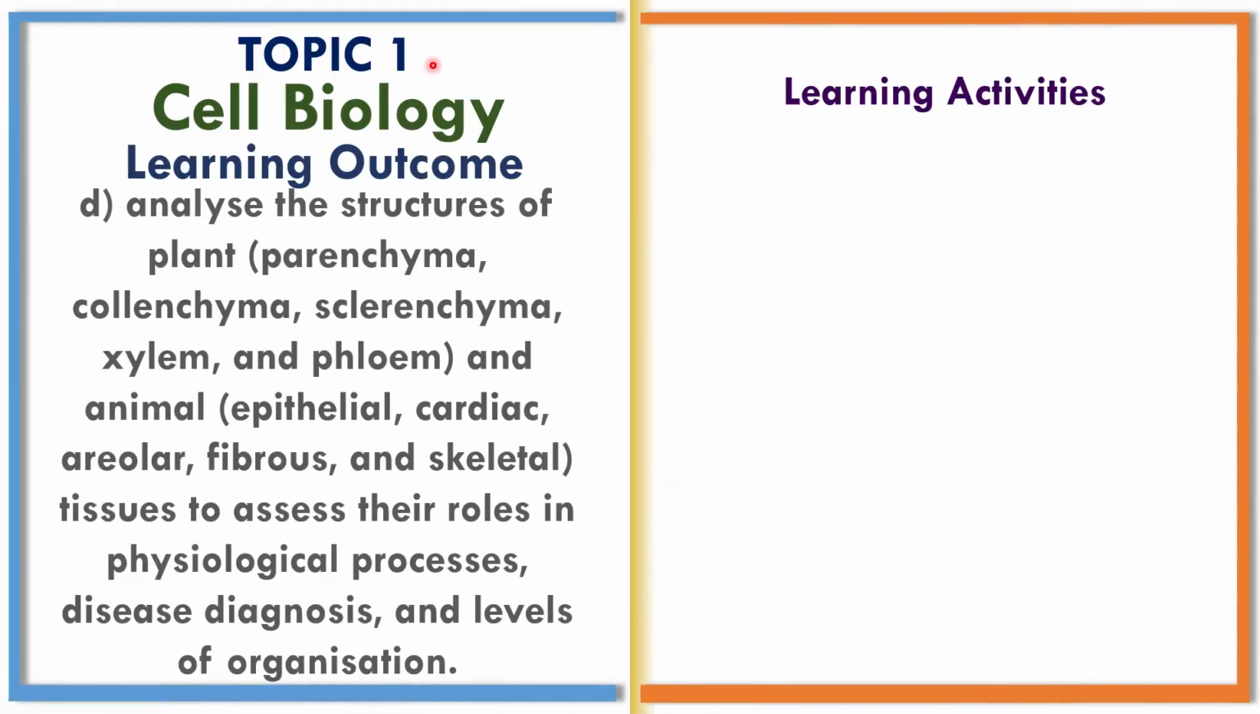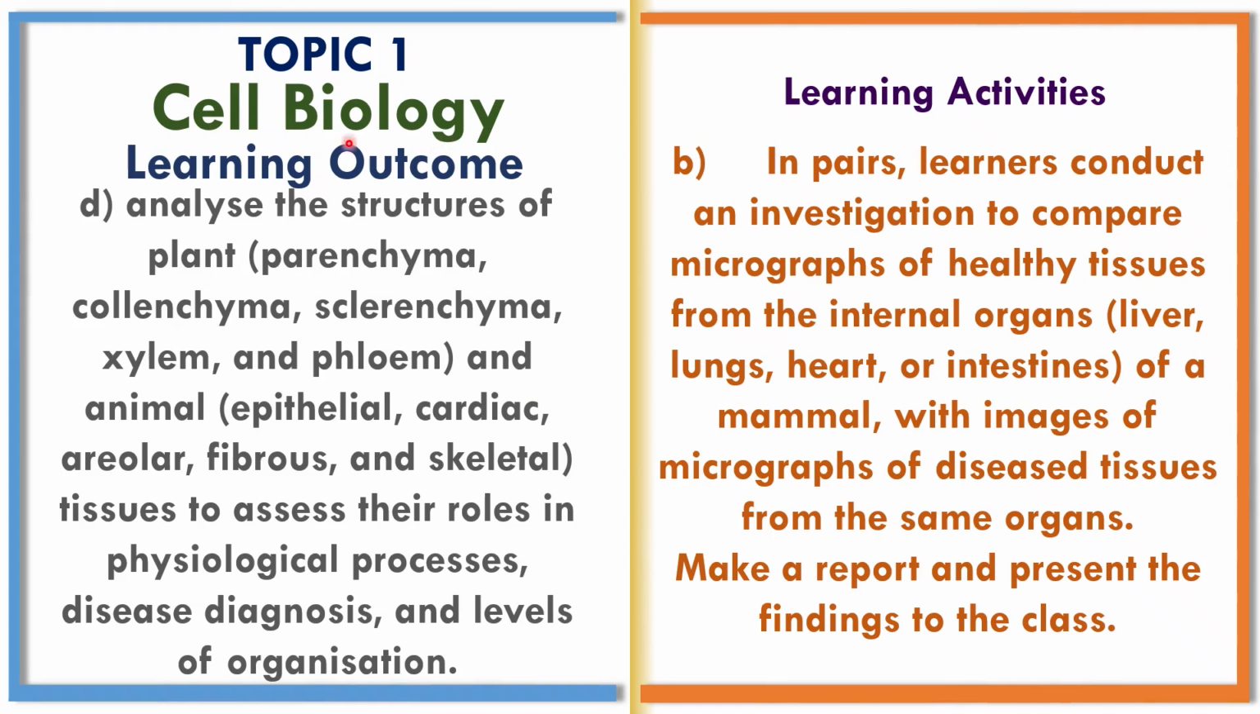Thank you for participating in Topic 1, Cell Biology, our learning outcome D. Analyze the structures of plant: parenchyma, collenchyma, sclerenchyma, xylem and phloem; and animal: epithelial, cardiac, areolar, fibrous, and skeletal tissues, to assess their roles in physiological processes, disease diagnosis, and the levels of organization.